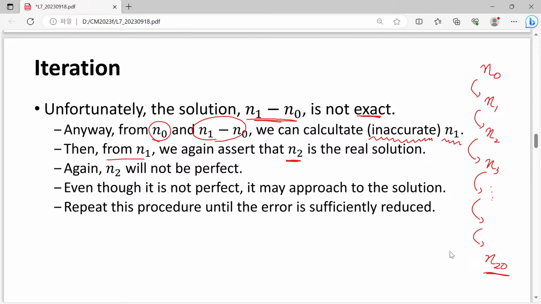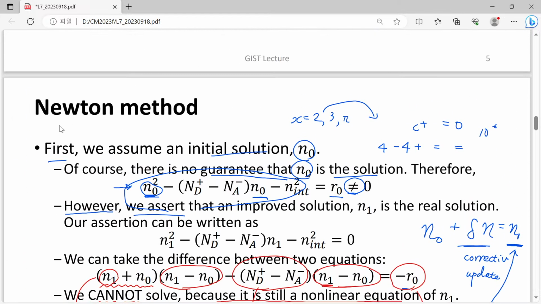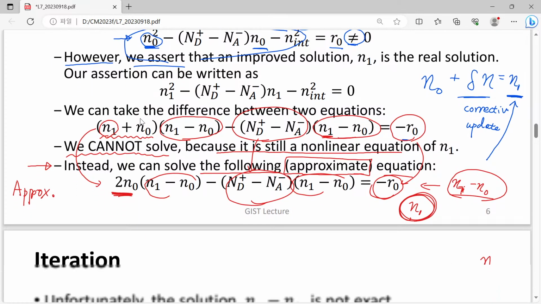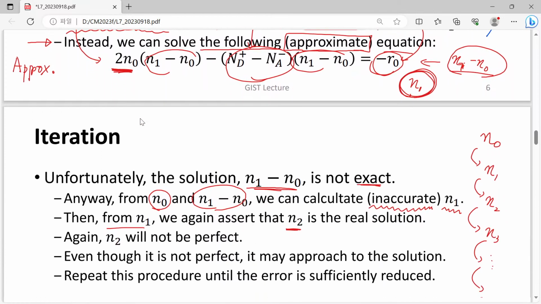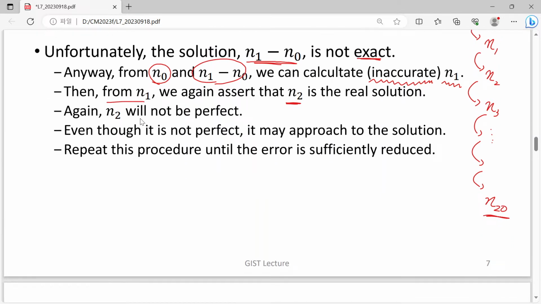Okay, so this procedure is called the Newton method. The Newton method is a powerful method to calculate the numerical solution of any nonlinear equation.